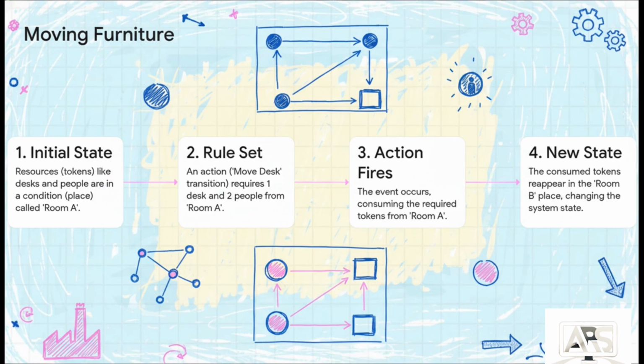Okay, let's actually build one right now. Super simple, moving furniture. We start with our resources, our tokens, desks, and people, all sitting in a place called Room A. Now the rule, our transition, says that to move a desk, you need 1 desk token and 2 people tokens. As soon as those conditions are met, that action can fire, and poof, it basically eats those tokens from Room A, and they reappear over in the new place, Room B. So you see, it's not just a static drawing, it's a dynamic model that actually runs.